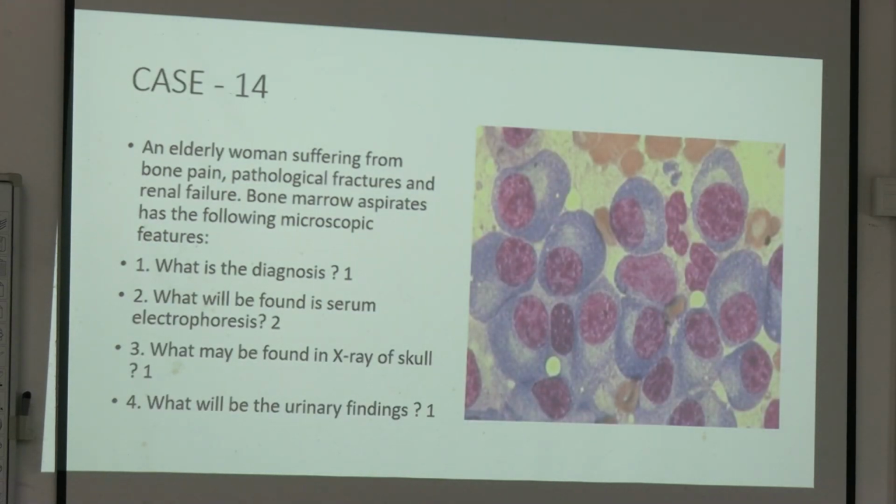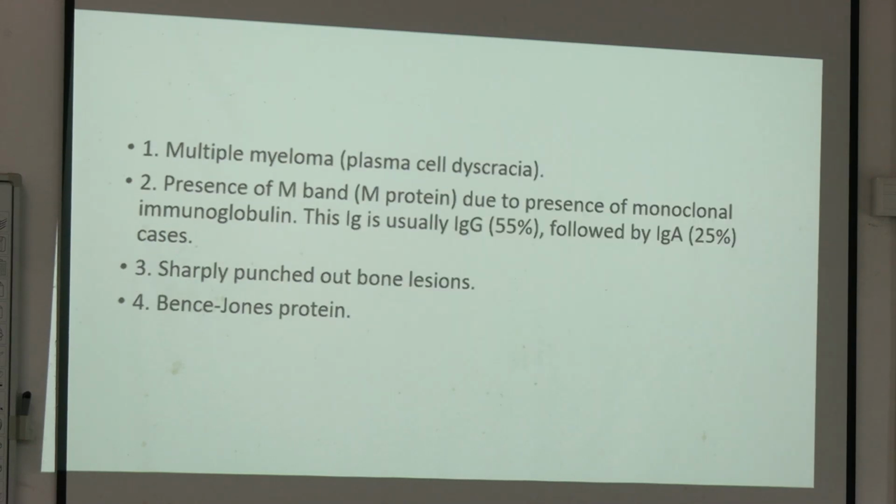An elderly woman suffering from bone pain, pathological fractures, and renal failure. Bone marrow aspirate has the following microscopic features. What is it? Multiple myeloma. What will be found on serum electrophoresis? Presence of M band due to monoclonal immunoglobulin.